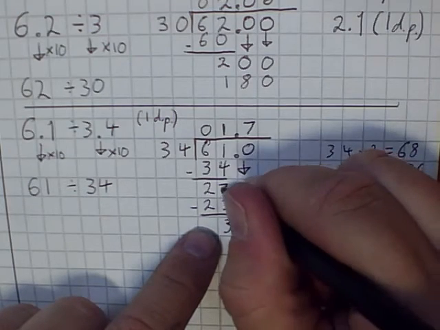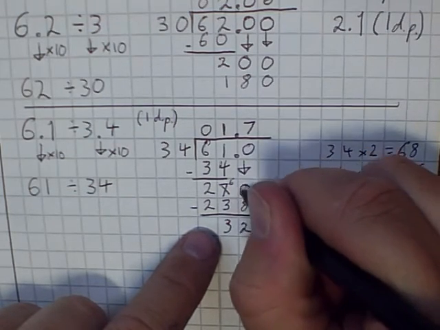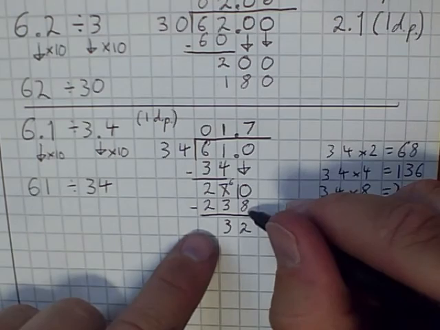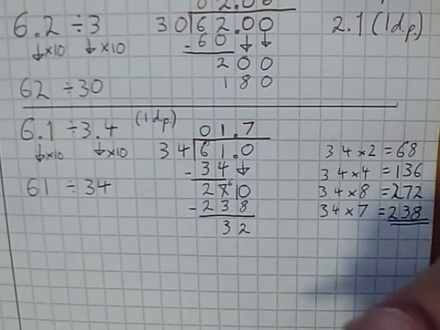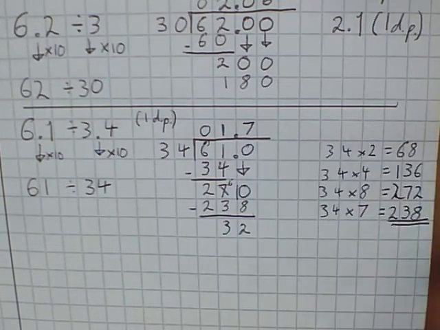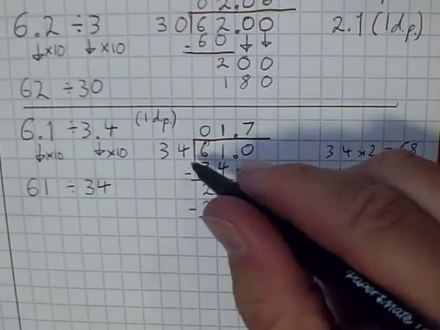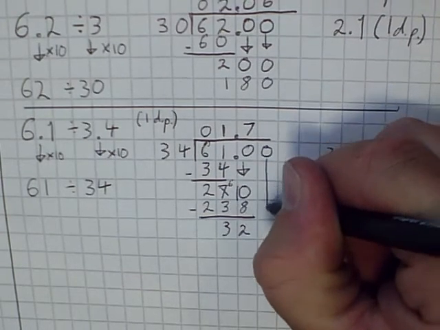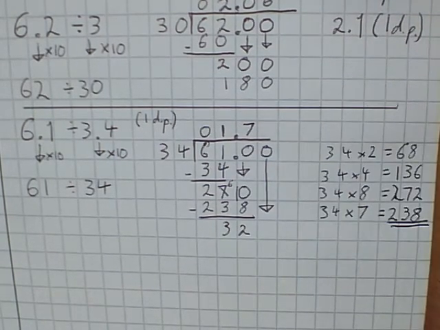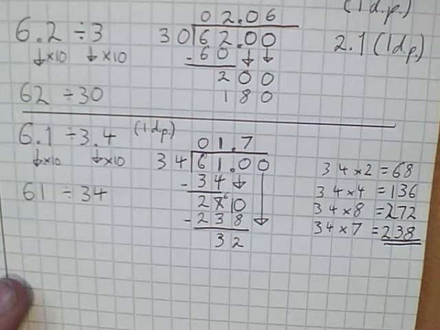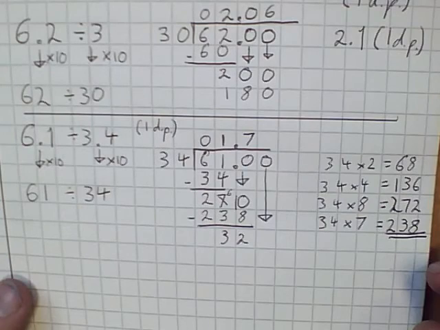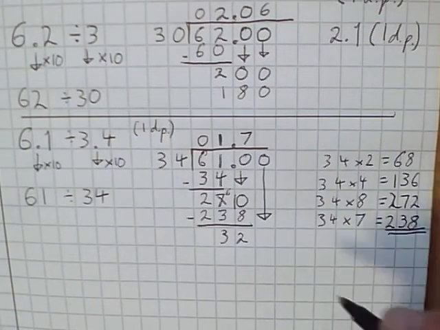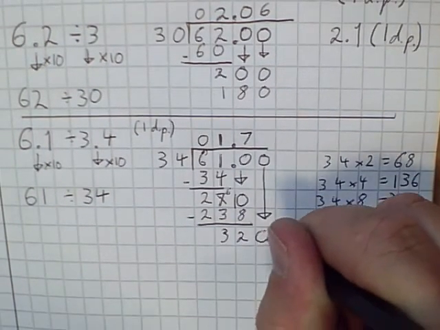And if you want to do that with your column method, you can. So turn it to 6, turn it to 10. 10 take away 8 is 2. 6 take away 3 is 3. 2 take away 2 is nothing. So I've got 32 left over. Okay, so I need to add another 0. So I'm going to bring down that 0, and that gives me 320 here.